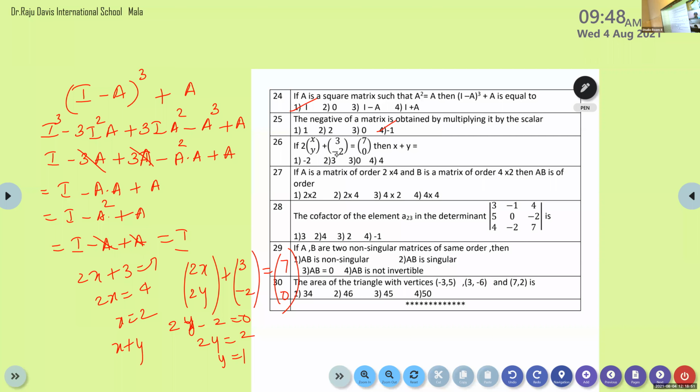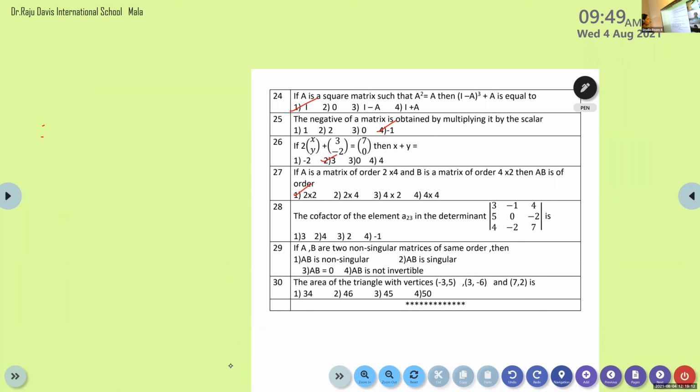Now look at the 27th one. A is a matrix of order 2 by 4, B is a matrix of order 4 by 2. Then what is the order of AB? Is it 2 by 2? 2 by 2.